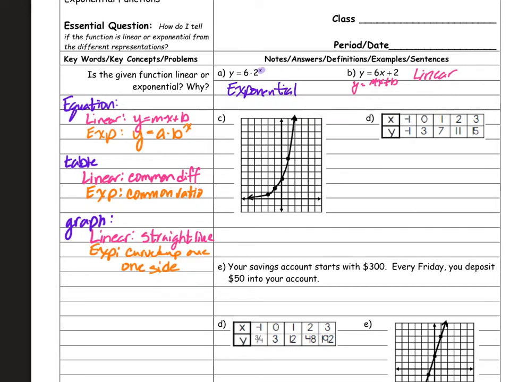What does the graph look like? Well, it's curved here, and it's curved up on one side. One side is not curved, one side is. So this side isn't curved, this side is, and it's curving up here. So this is exponential. Great. Curved up on one side.